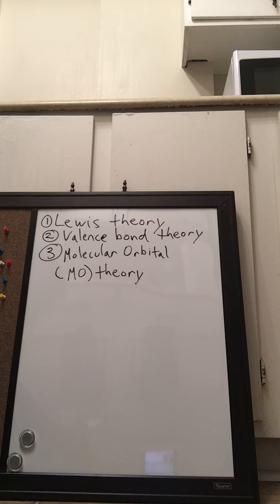Lewis theory is a simple model in chemical bonding which uses diagrams that represent bonds between atoms as pairs of dots or lines. In Lewis theory, atoms bond together to obtain octets or 8 valence electrons.